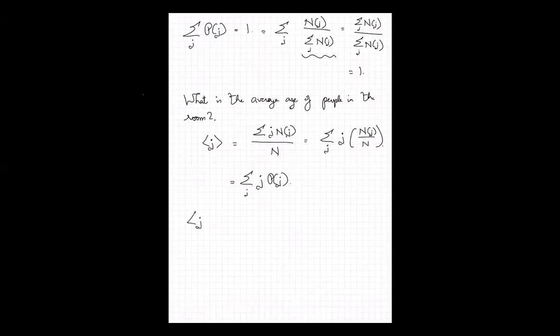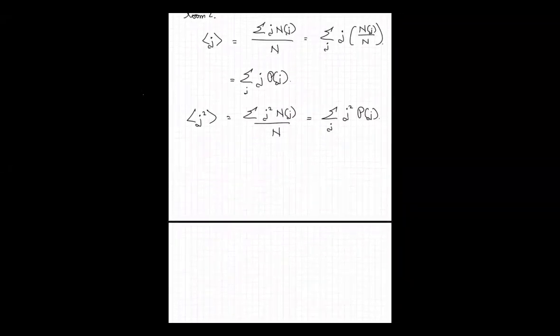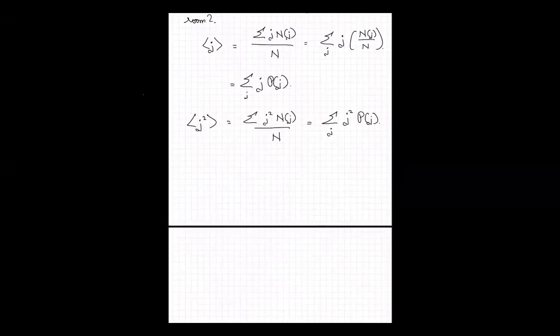Similarly, the average value of the square of the ages, which will turn out to be important for some reason which we will discuss in just 2 minutes. If you follow the mathematics exactly, this will be equal to j square n of j divided by n. Doing the same manipulation, you will find this is equal to j square times p of j. And you can carry this through for any function of j: j square, j cubed, 2j plus 1, e to the j, whatever it is. The average value of any function of j is the sum over j of the function weighted by the probability.